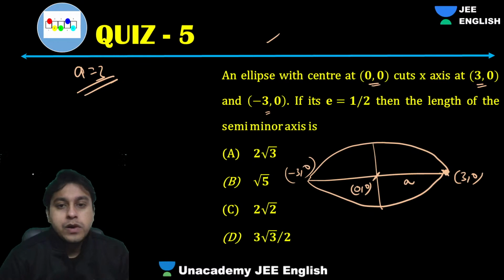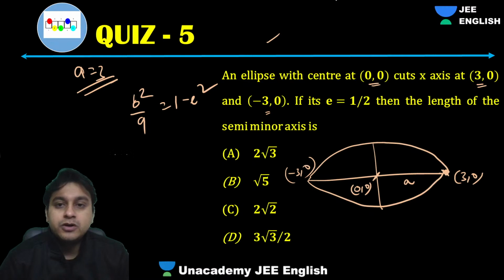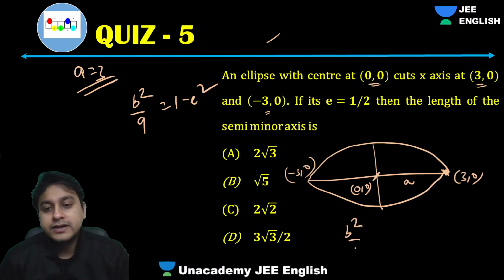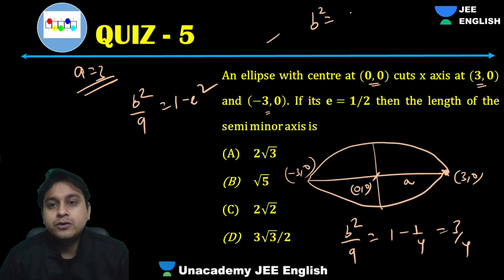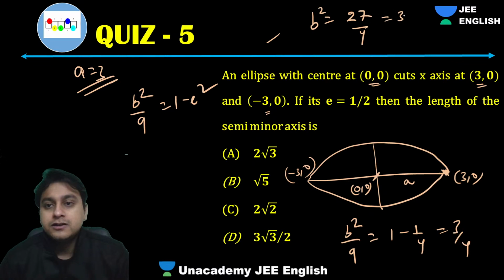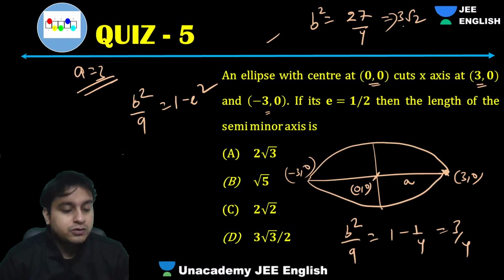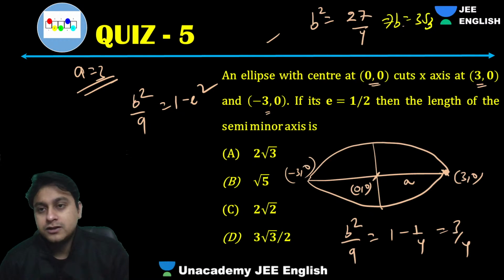Yes. We know the E, we need the value of B. So we know that B square by A square equals 1 minus E square, so B square by 9. So what about E square? We all know that is going to be 1 by 4. So what are we getting? B square by 9 equals 1 minus 1 by 4, which is 3 by 4. So B square equals 27 by 4, right? Simple, take the under root, that is root 27 will be 9 into 3, then it will be 3 root 3, implies B equals 3 root 3 by 2, isn't it? That's what your B will be.